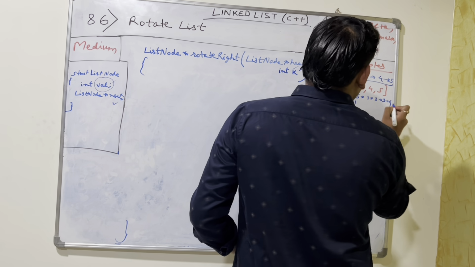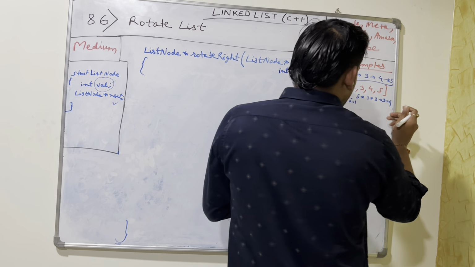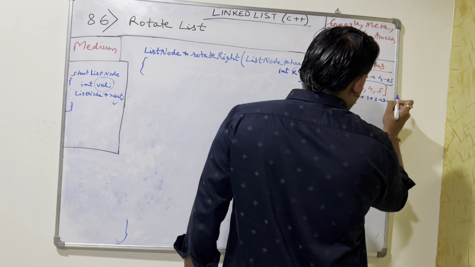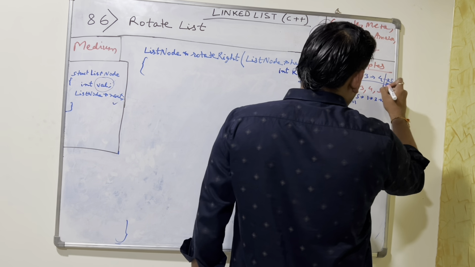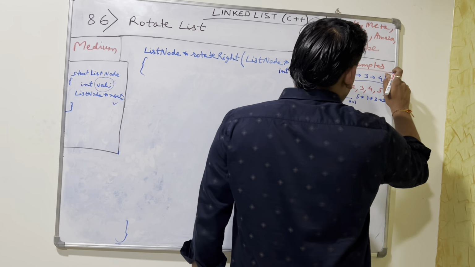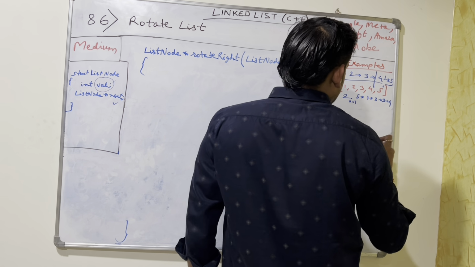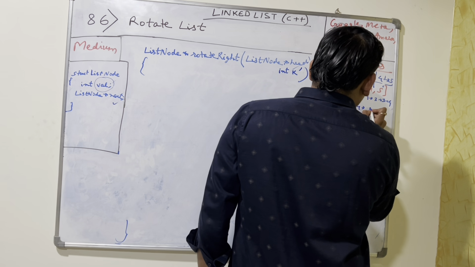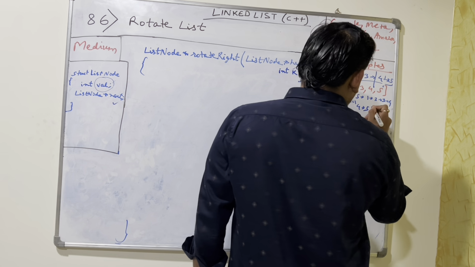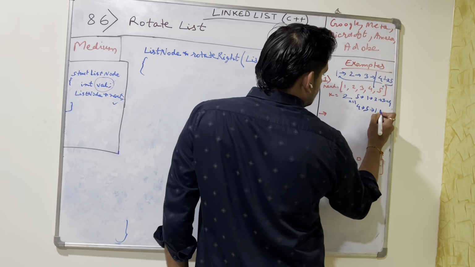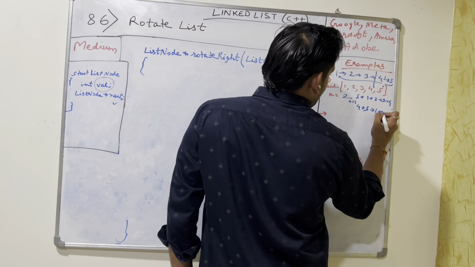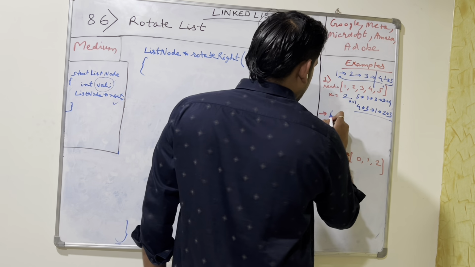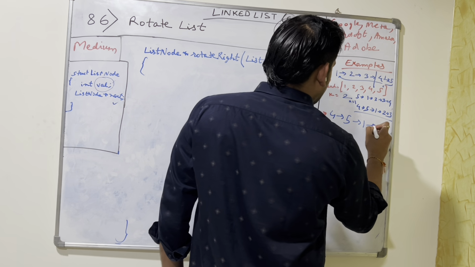Since k is equal to 2, there will be one more right rotation. So instead of rotating from here and ending it, we rotate from here. That means 4 and 5 will come to the front, because we have rotated twice, and then 5 will be pointing to 1, 1 pointing to 2, 2 pointing to 3. So this would be our answer: 4, 5, 1, 2, 3.